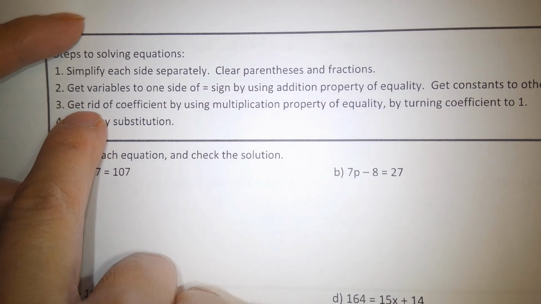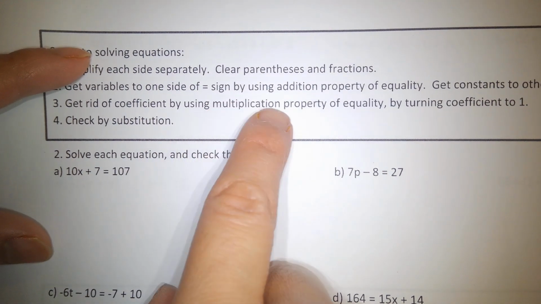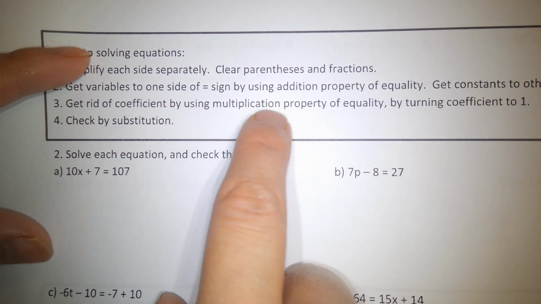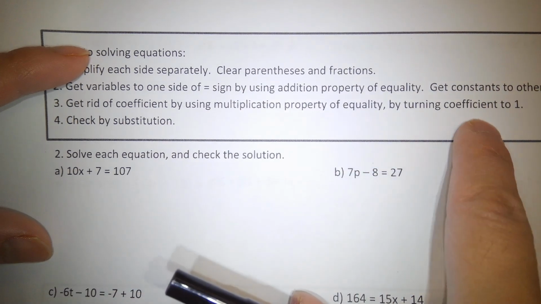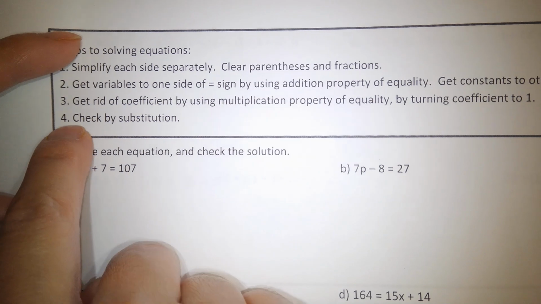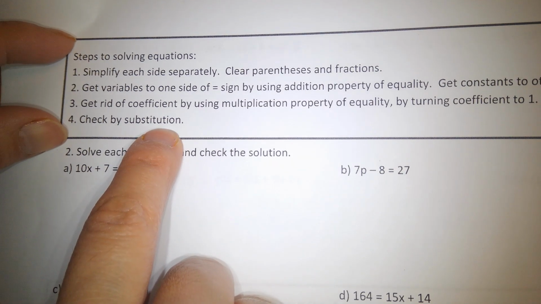Step 3, get rid of the coefficient by either multiplying or dividing, or by using the multiplication property of equality, turning the coefficient to 1. Step 4, check by substitution. So we're going to follow these steps to solve equations.